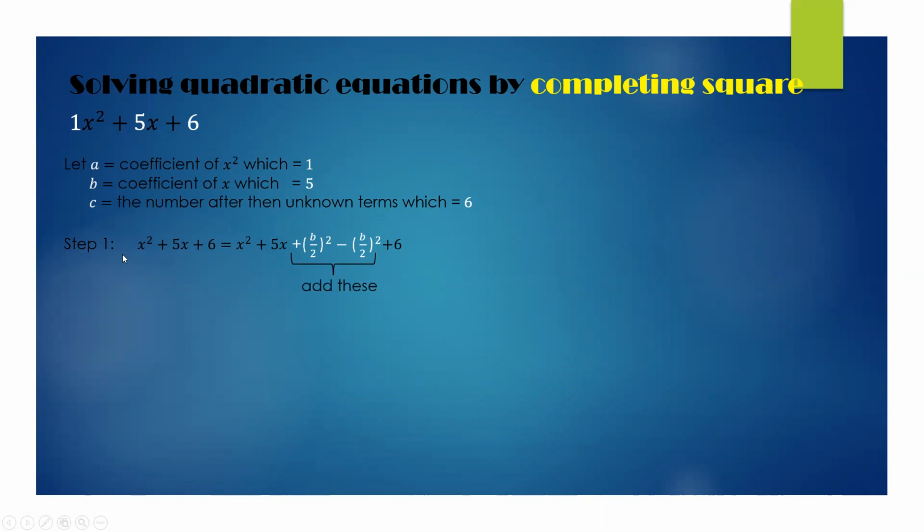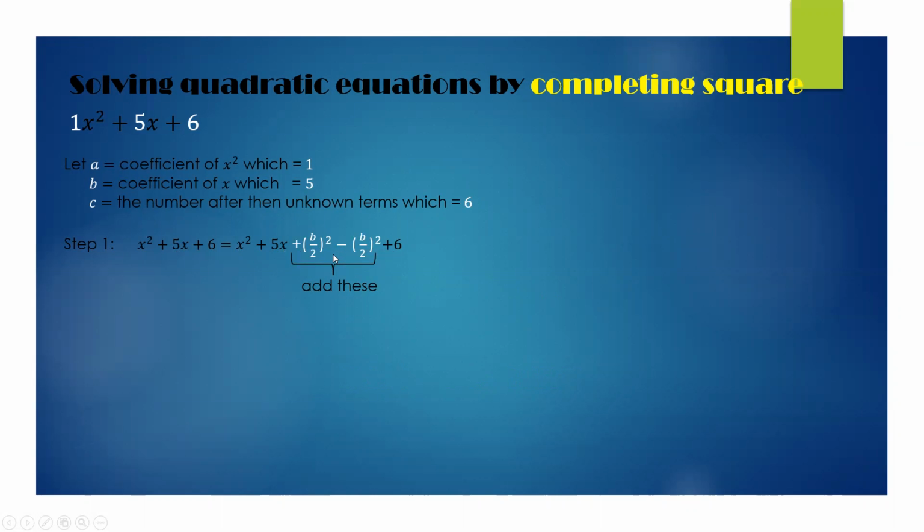Step 1, we need to add something new inside the equation here. You can see I just copy down x squared plus 5x, but in the middle here I add b divided by 2, squared. After that, minus b divided by 2, squared again. So actually I didn't do anything to disturb this expression. I just add something, because I want to change the format of the equation only.